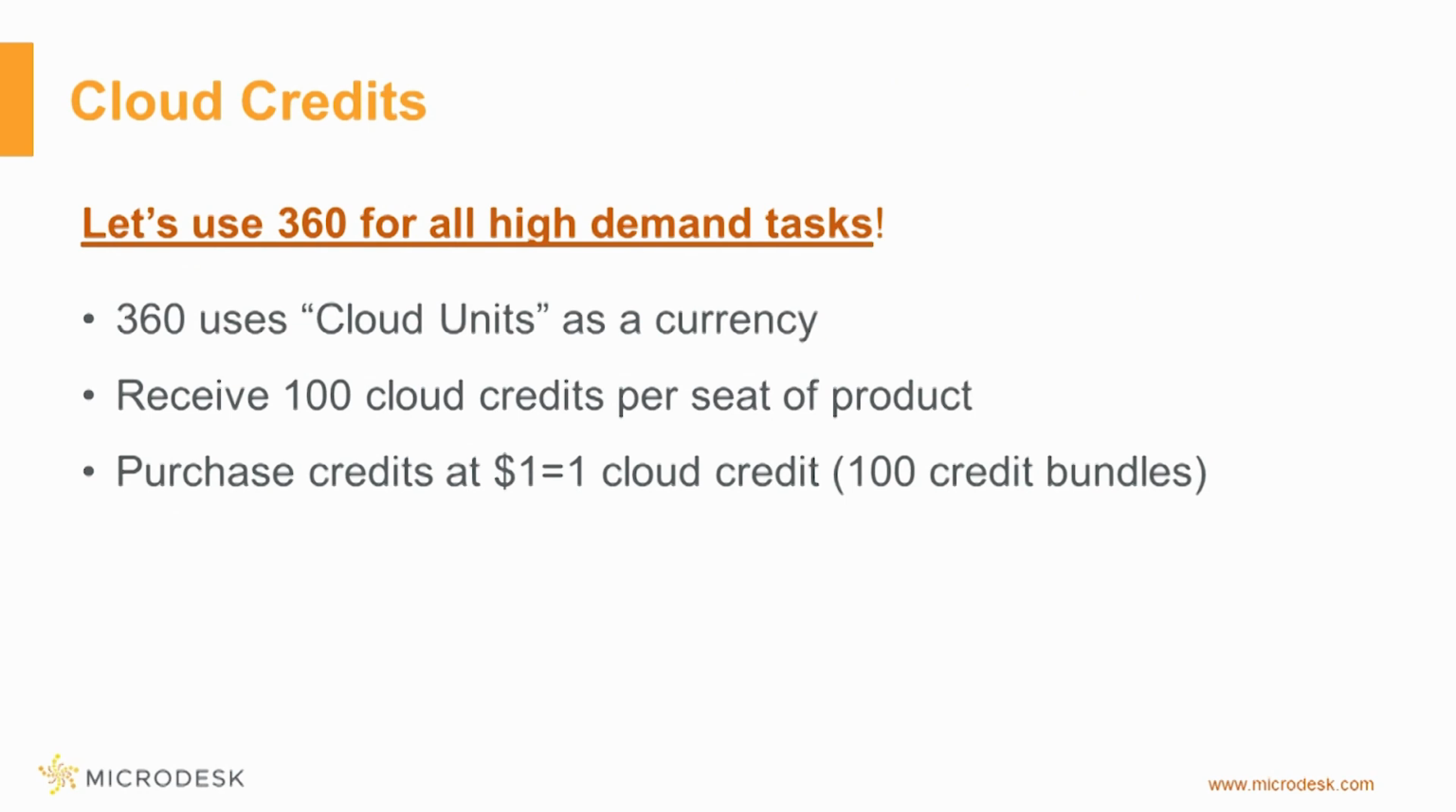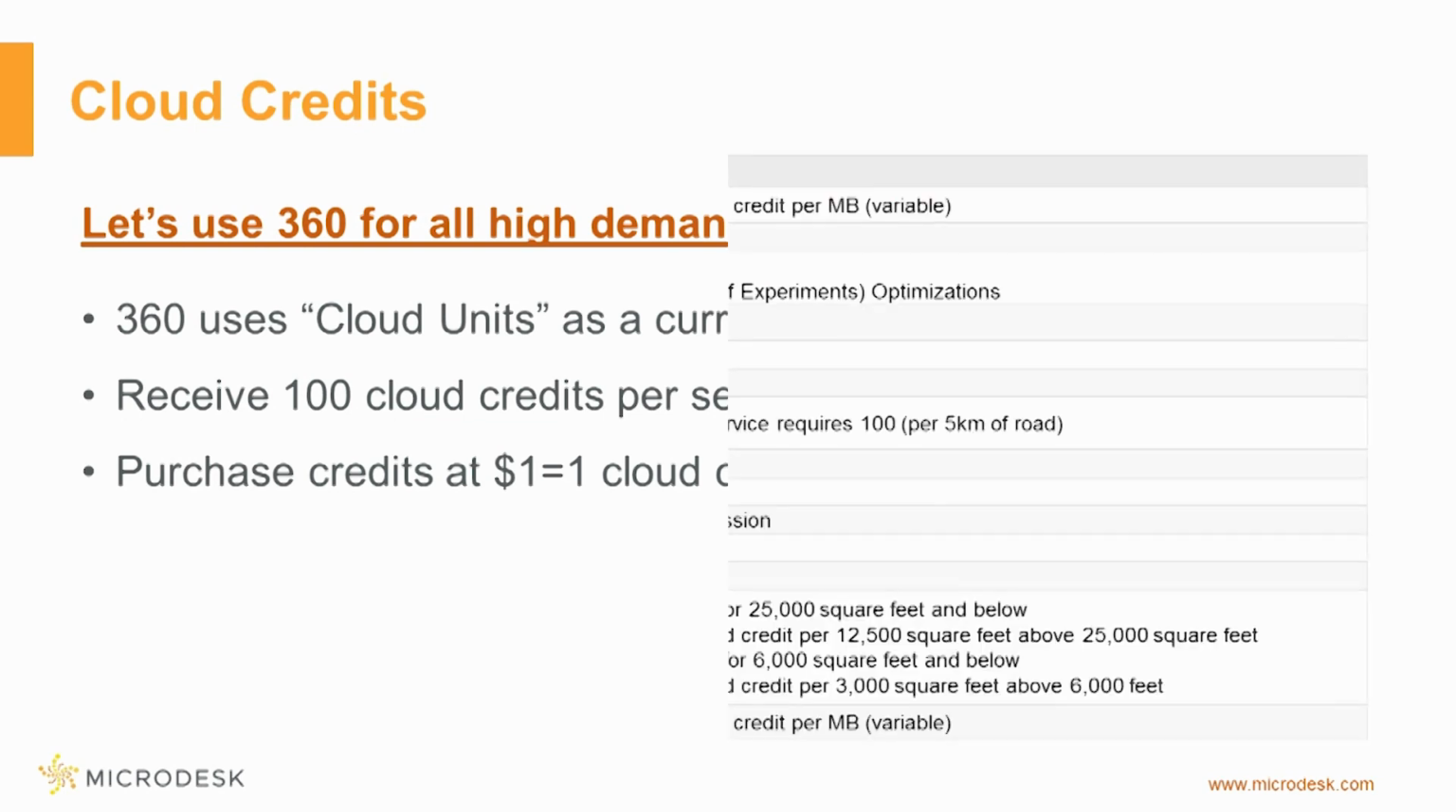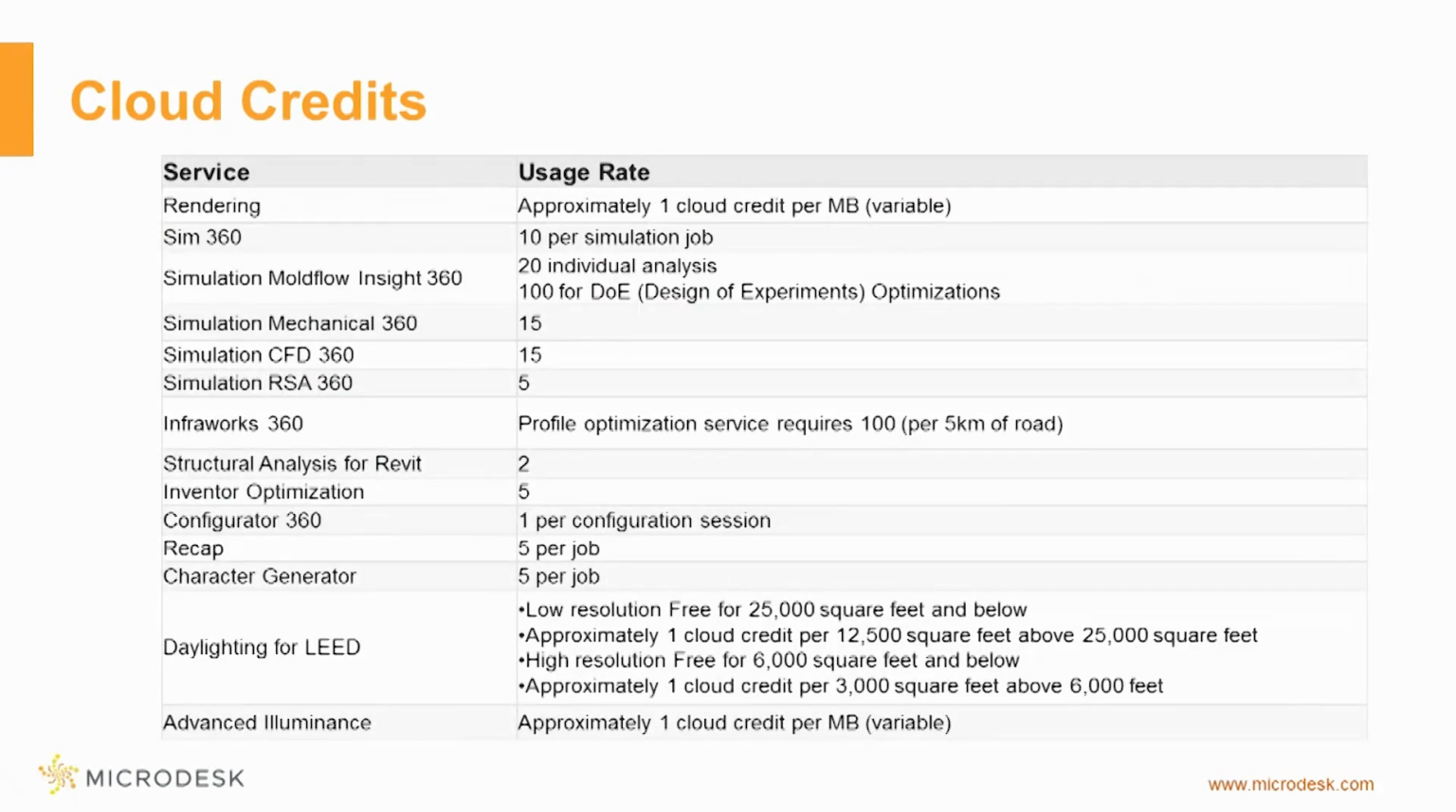Once you've exhausted your cloud credits, it's as easy as picking up new cloud credits, $1 per credit at $100 bundles. And as you'll see on the next slide, this is how much a cloud credit will get you. So to do a rendering is 1 cloud credit, and how much is 8 hours worth of your work worth to you? Is it worth $1 to have that done at the same time?